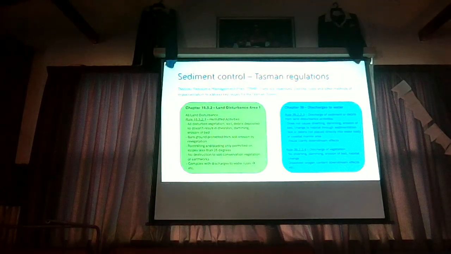Those are in another chapter of the TRMP, and two of the key ones here are around the discharge of sediment or debris from land disturbance activities and the discharge of vegetation or debris. So you can read the text there. Again, it's looking at visual clarity issues. It's looking at water quality issues and activities that don't disrupt the waterways too much.